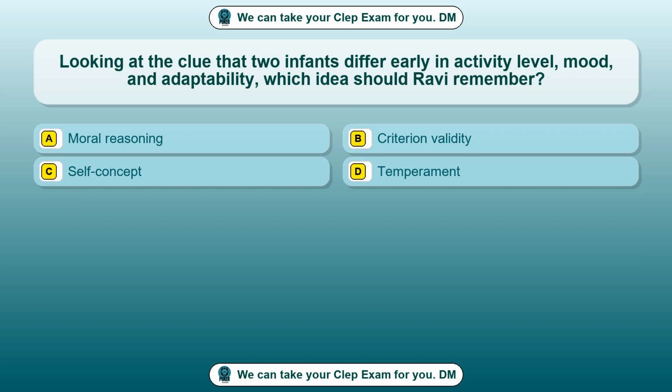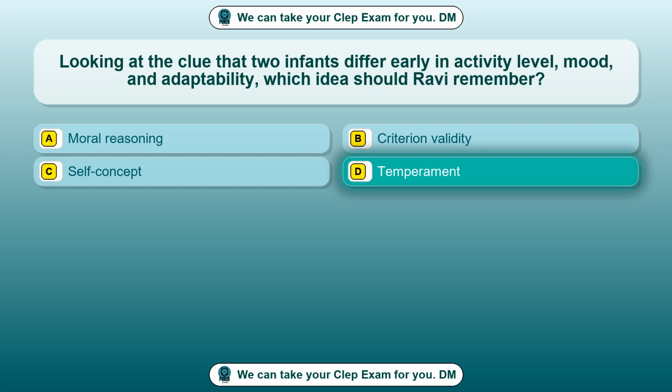Question 85. Looking at the clue that two infants differ early in activity level, mood, and adaptability, which idea should Ravi remember? Option A, moral reasoning. Option B, criterion validity. Option C, self-concept. Option D, temperament. The correct answer is option D, temperament.